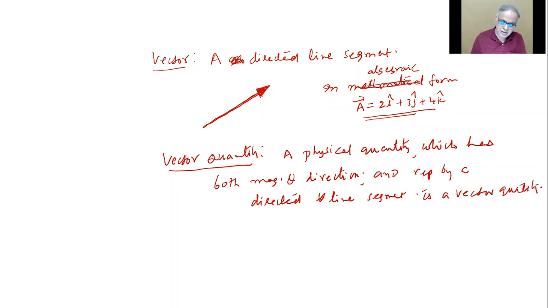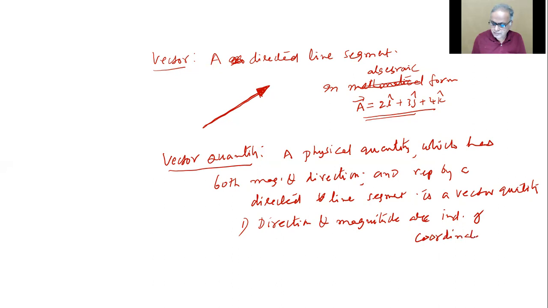And remember, this direction and magnitude should not be depending on what? Direction and magnitude are independent of the coordinate system in which the vector is placed.